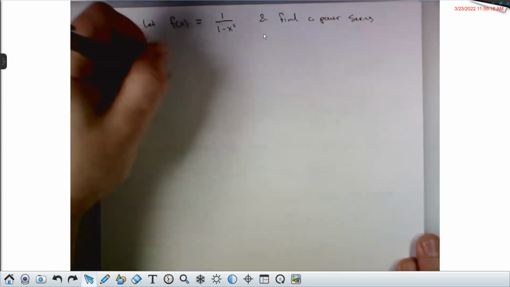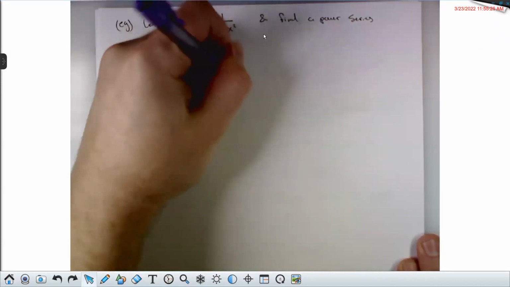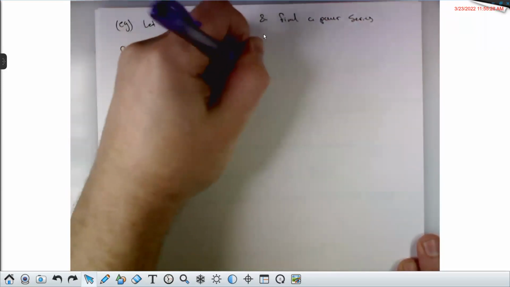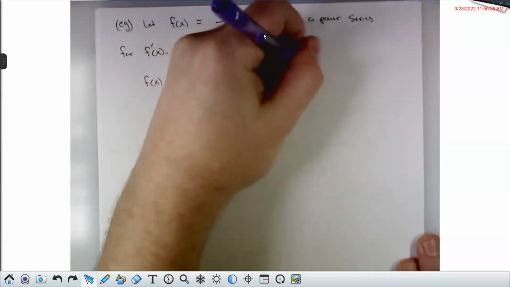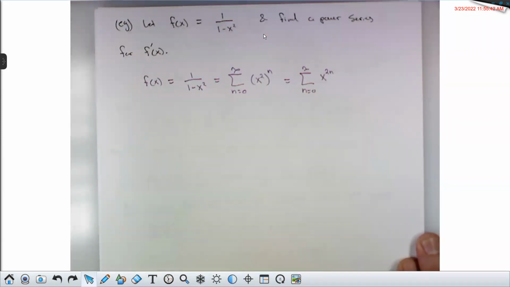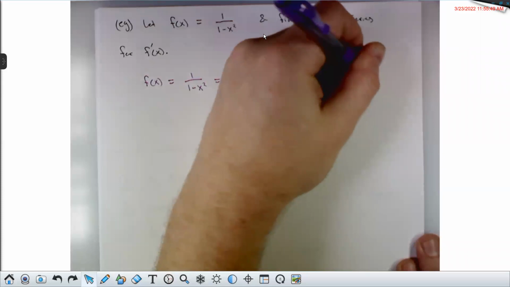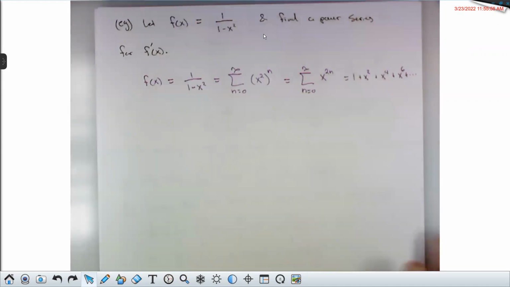So by the geometric series trick, f of x, which is 1 over 1 minus x squared, is sigma n from 0 to infinity, x squared to the n, which can be simplified as sigma n from 0 to infinity, x to the 2n. And the series looks like 1 plus x squared plus x to the 4 plus x to the 6, and so on. That's the power series for this original function f. Now, what I've been asked to do is to find a power series for its derivative.